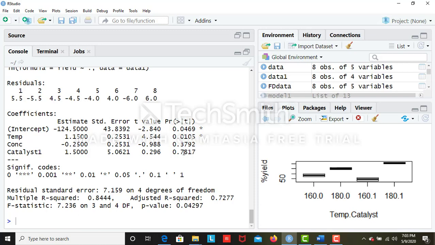Then the next model we're going to consider is where we have two-factor interactions. We may have 2, 3, or 4-factor interactions. So the second model we're going to consider is where we have the main effects and then the two-factor interaction effects as well.